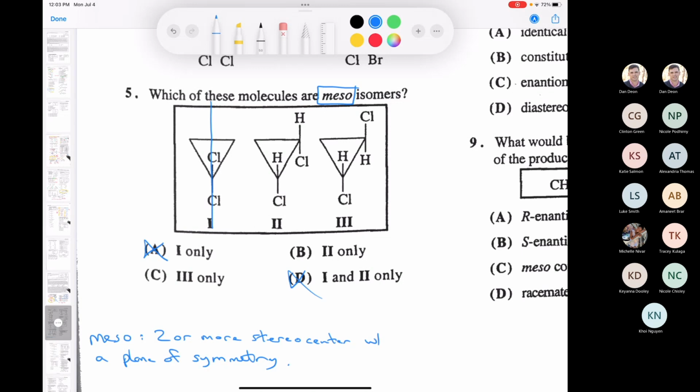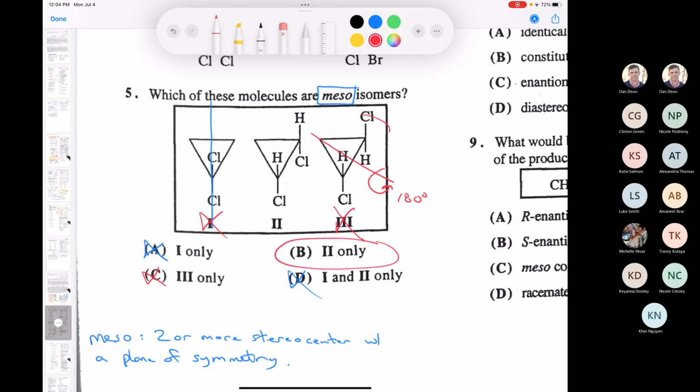Let me just ask you, I'm going to skip number 2 for now. Is there a plane of symmetry in number 3? I'm talking about a plane of symmetry, not an axis of symmetry. Exactly, the answer is no. There's an axis of symmetry. Yes, if you put a line through here and rotated that 180 degrees, you would see rotational symmetry, but there's no plane of symmetry. Therefore, this cannot be a meso compound. So we can cross out 1 and 3. The only answer is 2.